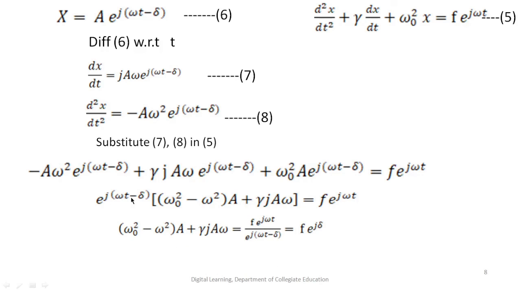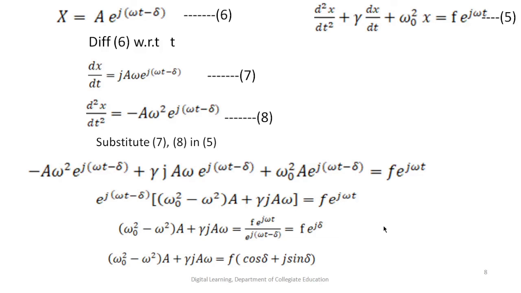Dividing by e power j omega t minus delta on both sides, e power j omega t minus delta will cancel. On the right hand side, f into e power j omega t divided by e power j omega t minus delta; separating, it becomes e power j omega t into e power minus j delta. e power j omega t cancels, and what remains is 1 over e power minus j delta, which upstairs becomes plus j delta. Therefore omega naught square minus omega square into a plus nu j a omega is equal to f e power j delta.